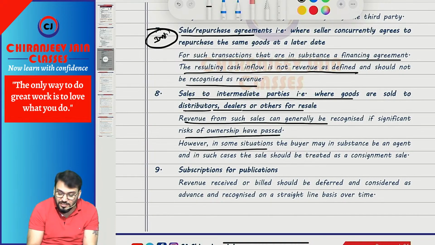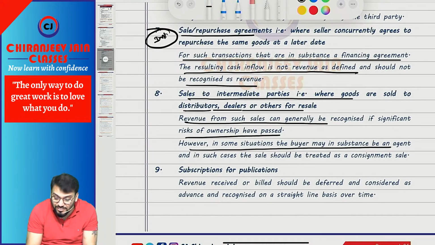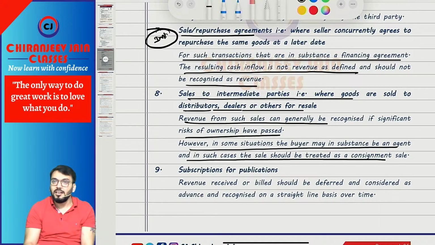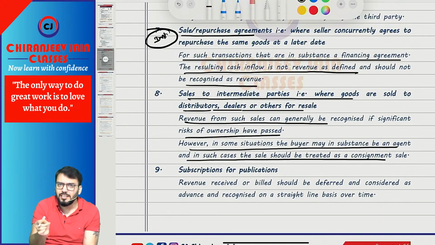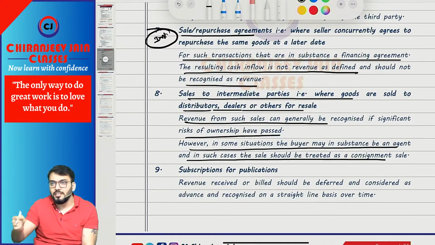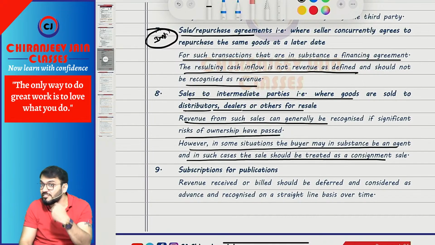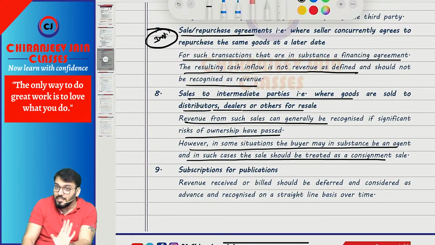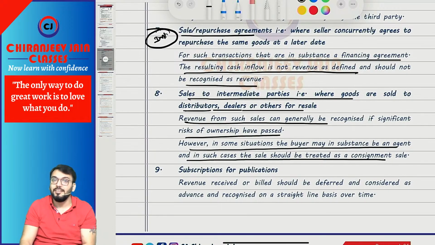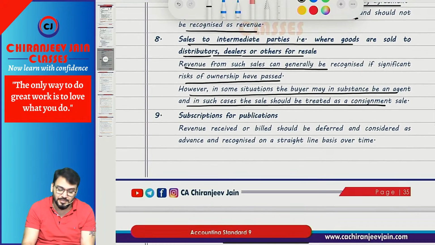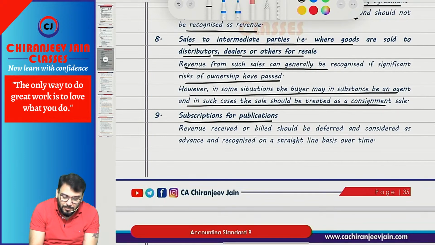However, in some situations, the buyer may in substance be an agent, and in such case, the sale should be treated as consignment sale. Understood what I am saying? So simply, you need to identify whether the intermediate party is an agent or not an agent. If it is not an agent, it means risk and reward has been transferred. Agent means risk and reward has not been transferred.